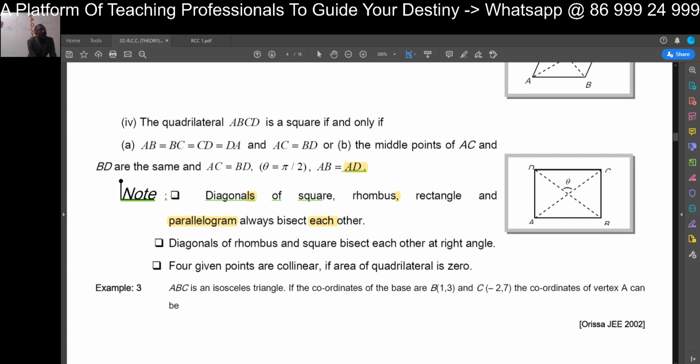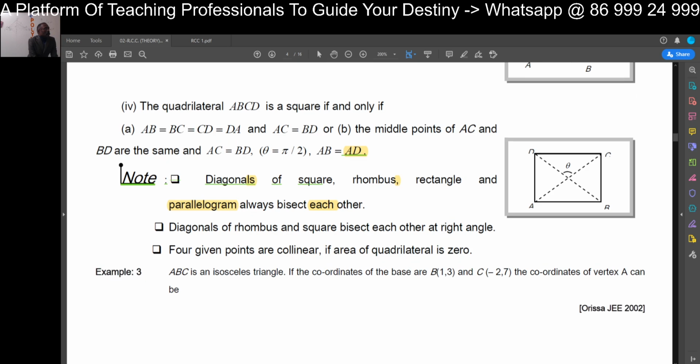For a square, you will have all the properties of the remaining. What I mean to say is, the opposite sides are parallel, which makes it a parallelogram, and the angle between the sides is 90 degrees, which makes it a rectangle, and all the sides are equal as in a rhombus. And the extra thing is the diagonals are at right angles. So for a square you will have more conditions.